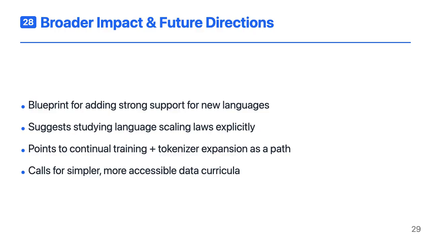Beyond the specific numbers, Solar Open is meant as a template. It shows one way to build a strong model for an underserved language by combining synthetic data, bilingual curricula, and scalable RL. The authors argue that we now need principled language scaling laws. How does adding a new language affect performance on existing ones under fixed budgets? They also highlight continual training plus tokenizer expansion as a promising path for adding languages to existing models, rather than always training from scratch. And they suggest that future work should aim for simpler, more assumption-free data curricula that are easier for smaller communities to adopt.